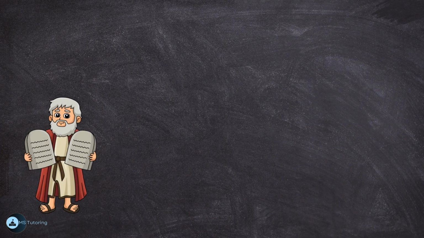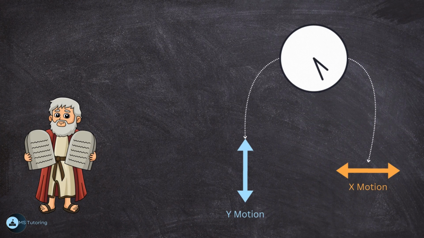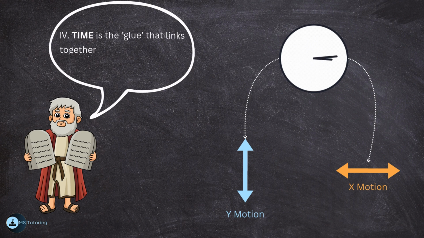Commandment 4. Now, although the x and y motions are completely separate, and we need to treat them as such in our calculations, they are linked by one thing and one thing only: time. Think of time as the glue that links together our two motions. So we can use time as a way of shifting our segregated calculations from the x world of things into the y world of things, or the other way around.